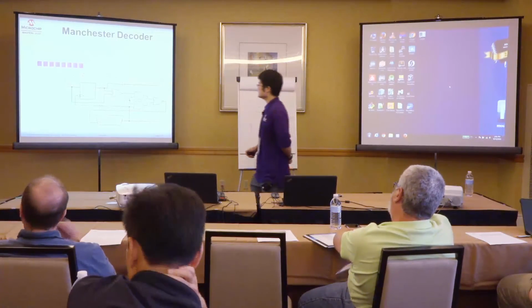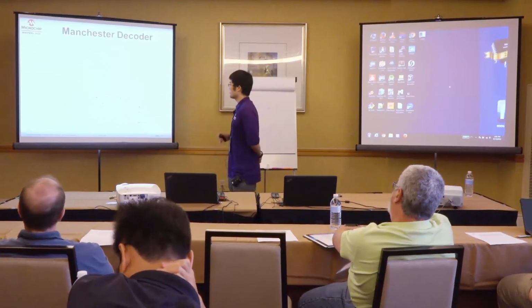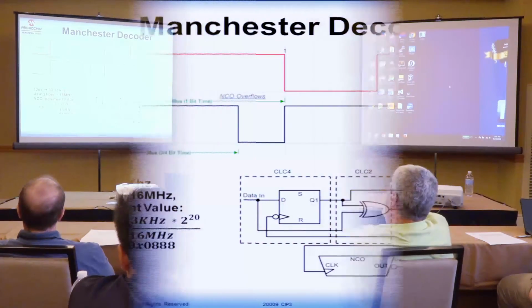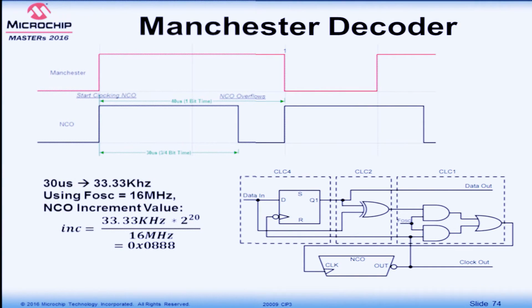Awesome. All right, so the only missing part is how do you configure your NCO, right? Well, this is trivial. If you know your data rate, you just calculate 3/4 of the period of time and fit that value to your NCO increment value, given what fosc it is on the device. Make sense?